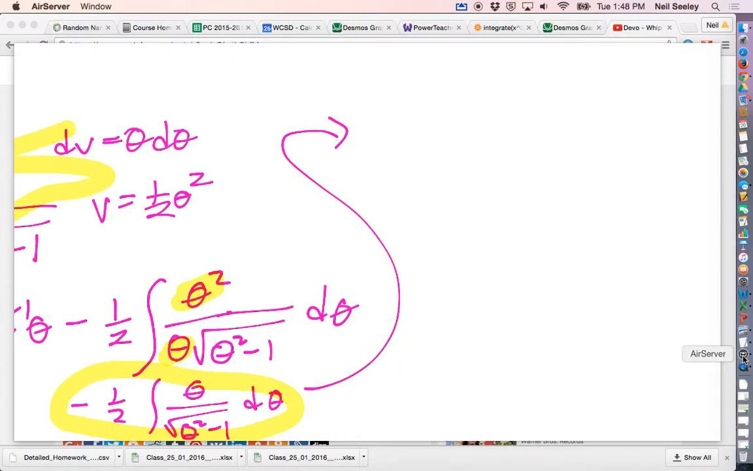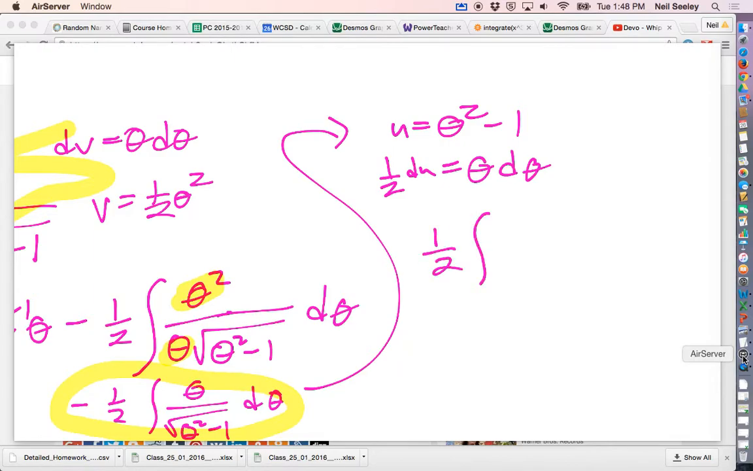You start picking out things like, hey, u, why don't you be theta squared minus 1? And then 1/2 du is your theta d theta. And you use that to substitute into that equation there. So your brand new integral is 1/2. And with u substitution, I get another 1/2 inside there. So it ends up being 1/2 times 1/2. And then I'm going to do u to the negative 1/2. So with that u substitution, it's going to be like integrating u to the negative 1/2, and then we'll put u back when we're done.